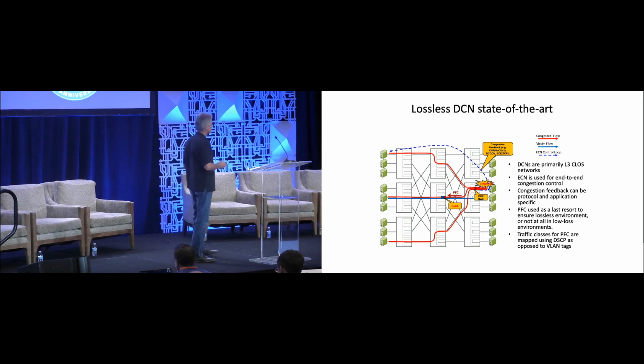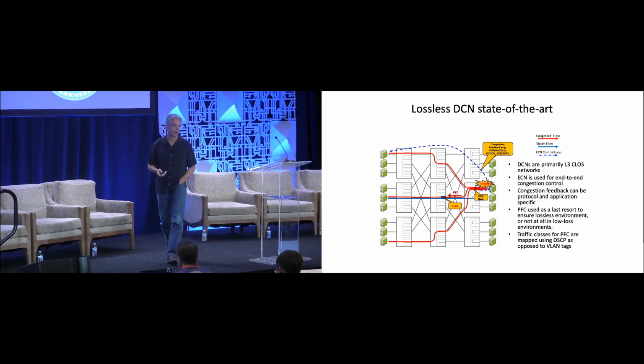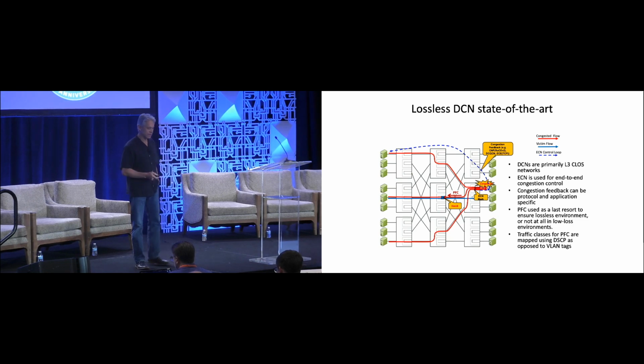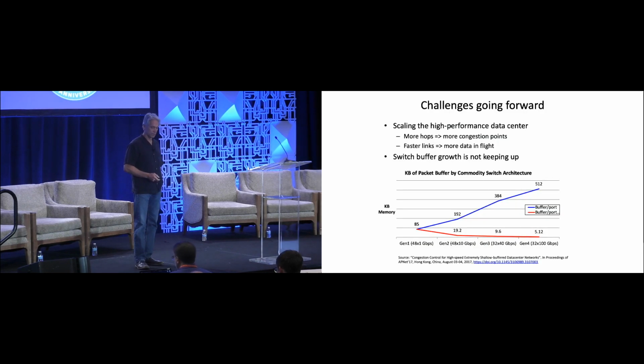Today, traffic classes are identified using layer 3 DSCP code points, for example, perhaps maybe not even using VLAN headers. So this is kind of the state of the art today that exists in a lossless network. This is getting increasingly difficult to support going forward.